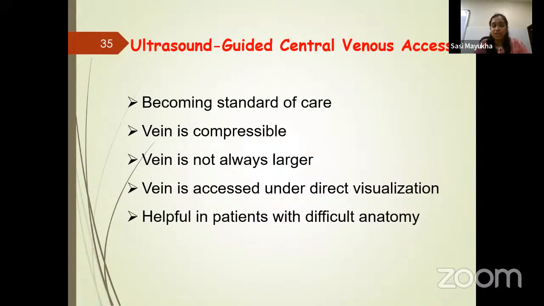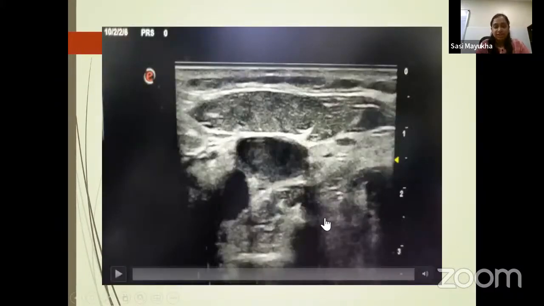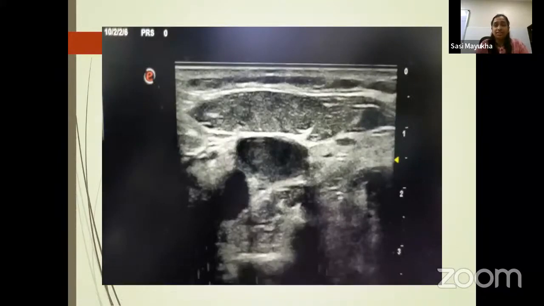So as I was telling you earlier, ultrasound guided central venous access has become the standard of care now. Veins are compressible. The vein is accessed under direct visualization, and it is very helpful in patients with difficult anatomy. Before we start a cannulation, we always have to check whether there is a thrombus, whether the veins are compressible, because there are a lot of chronic renal failure patients who would have had multiple dialysis lines inserted and the veins would have been thrombosed.